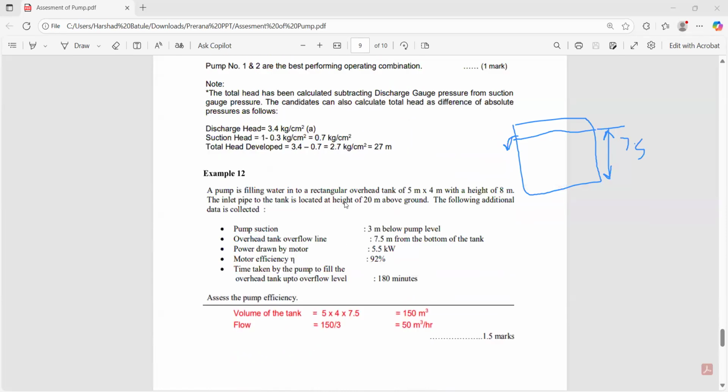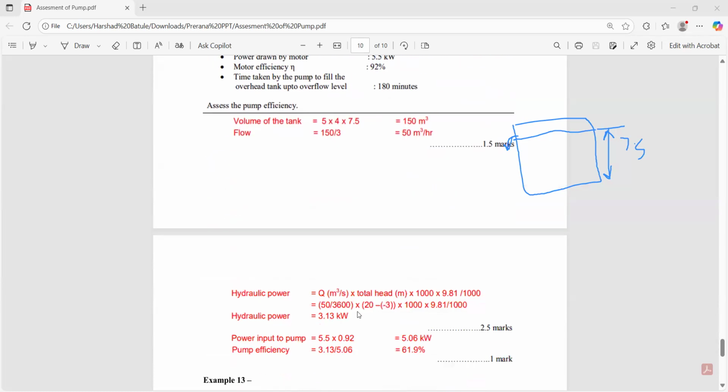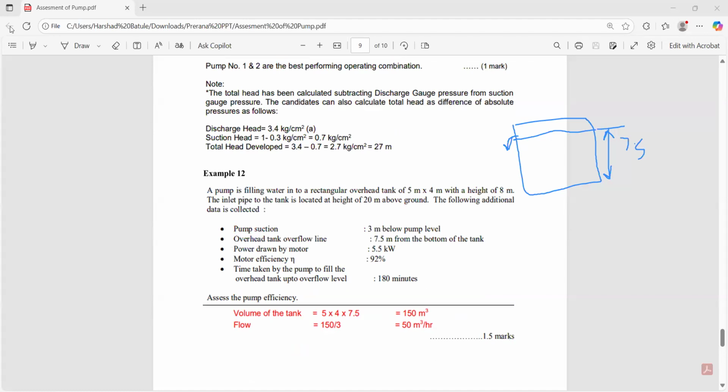Input given is 5.5 kilowatt. Motor efficiency is 92%. So your 5.5 kilowatt into 0.92, so your total input to the pump would be 5.06 kilowatt. So your hydraulic power 3.13 divided by 5.06 would be pump efficiency 61.9%. So such examples can be asked in your exam.